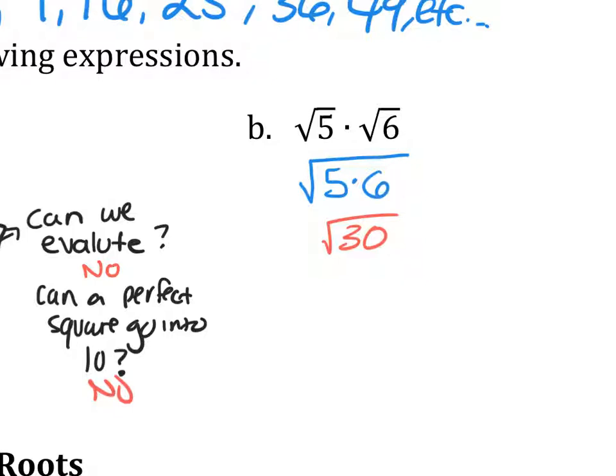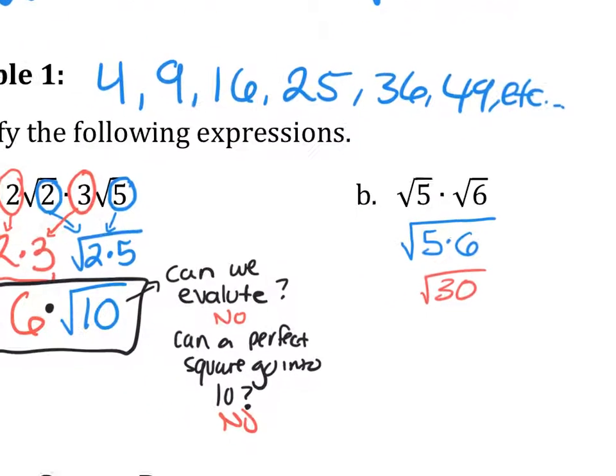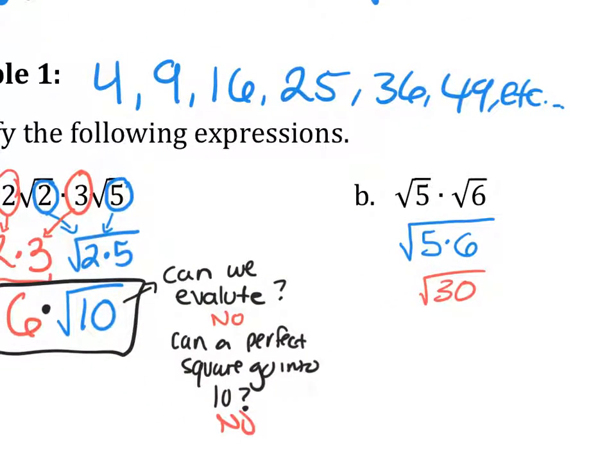Okay, and now we need to check. We ask our 2 questions. First, can we evaluate it? If you use square root of 30 in your calculator, does it give you a nice number? Not really. If you look at our perfect squares, can any perfect squares go into 30 nicely? No, so that is it.